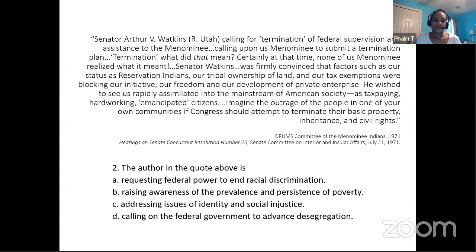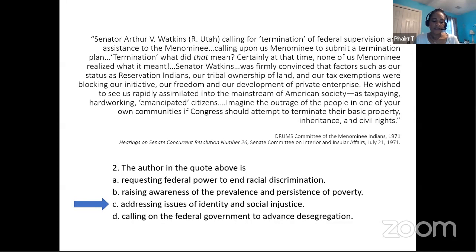And the correct answer for this, number 2, the quote above is A, requesting federal power to end racial discrimination. B, raising awareness of the prevalence and persistence of poverty. C, addressing issues of identity and social injustice. Or D, calling on the federal government to advance desegregation. The answer is C, addressing issues of identity and social injustice.